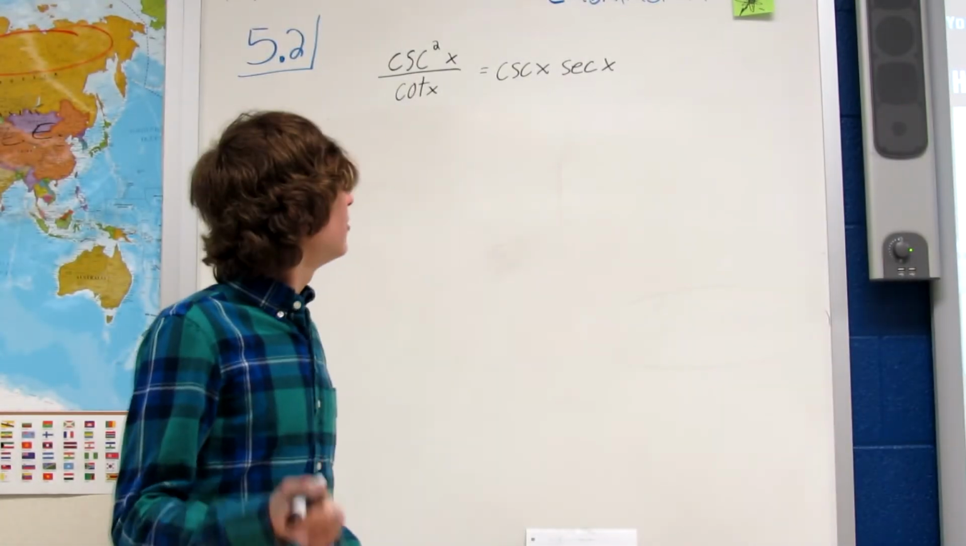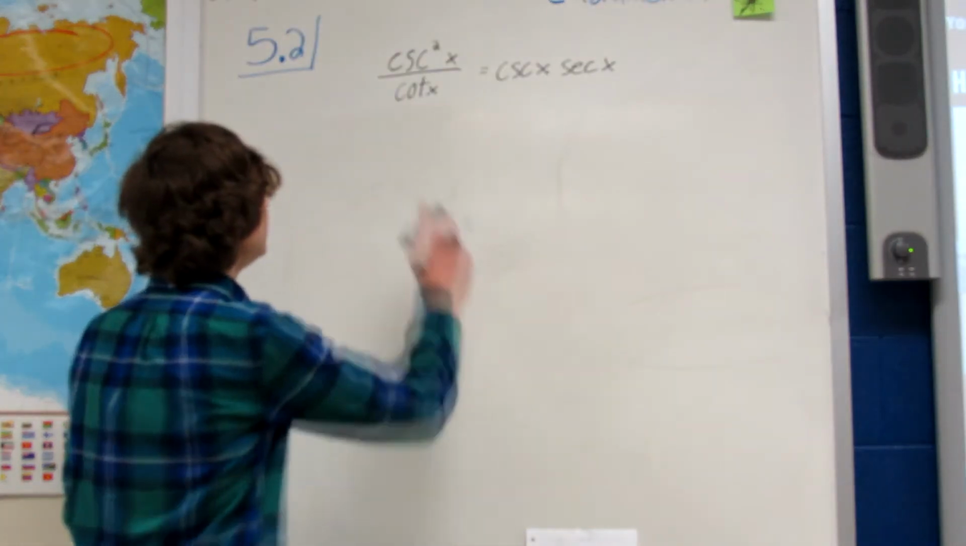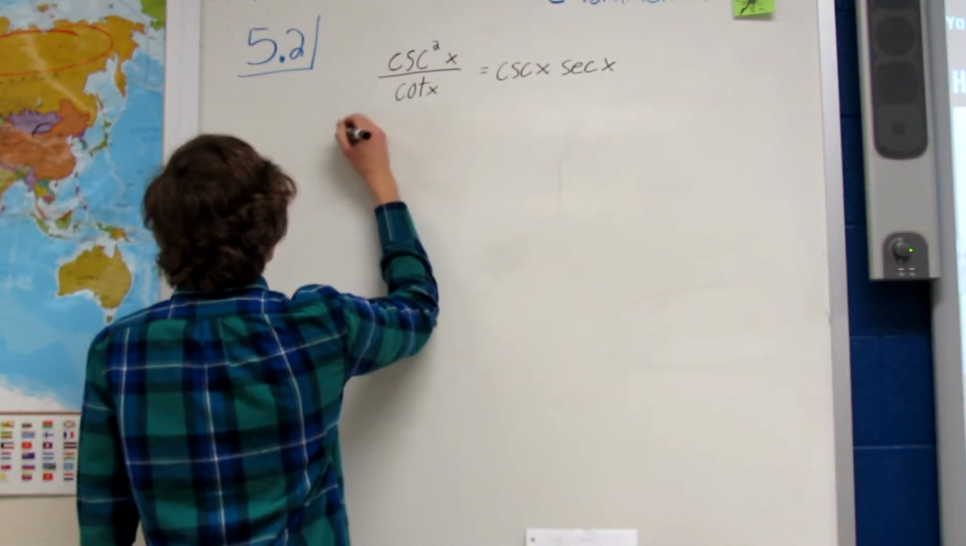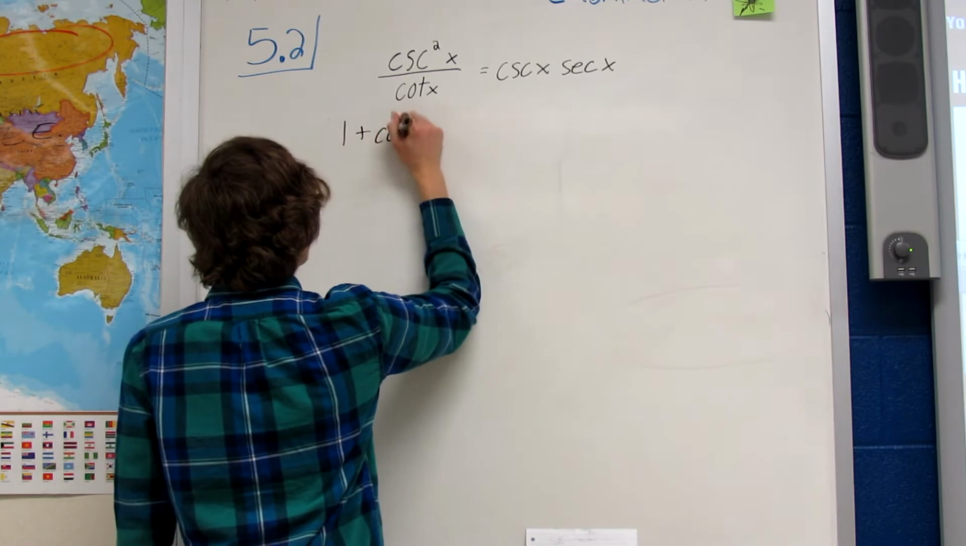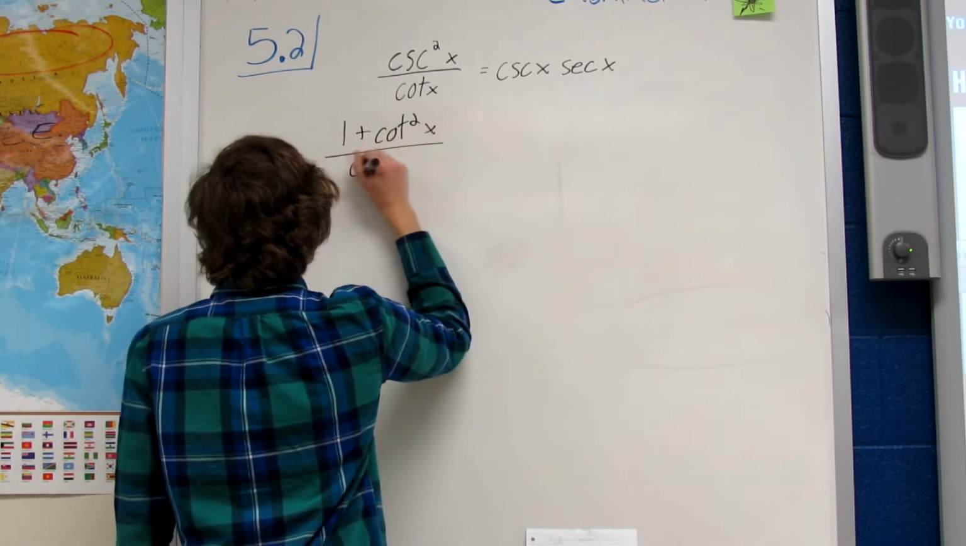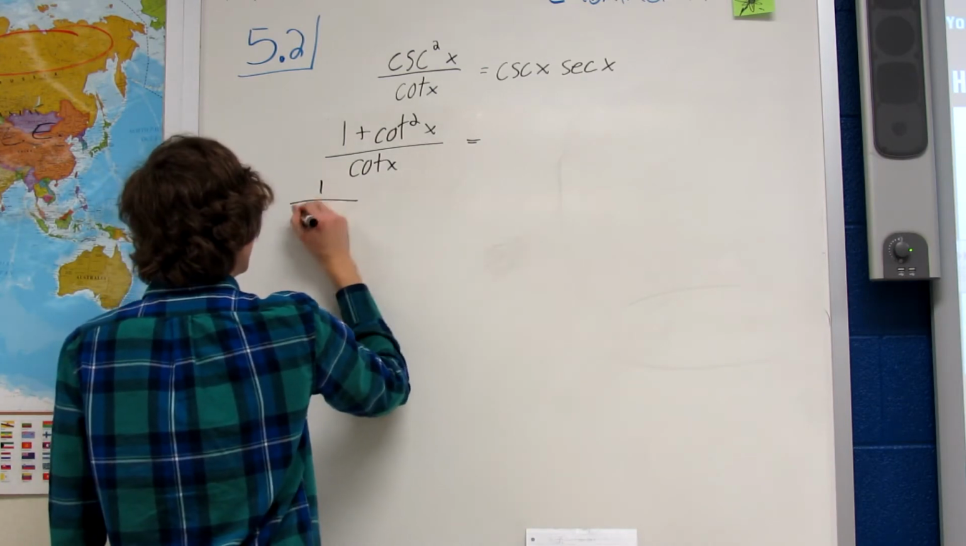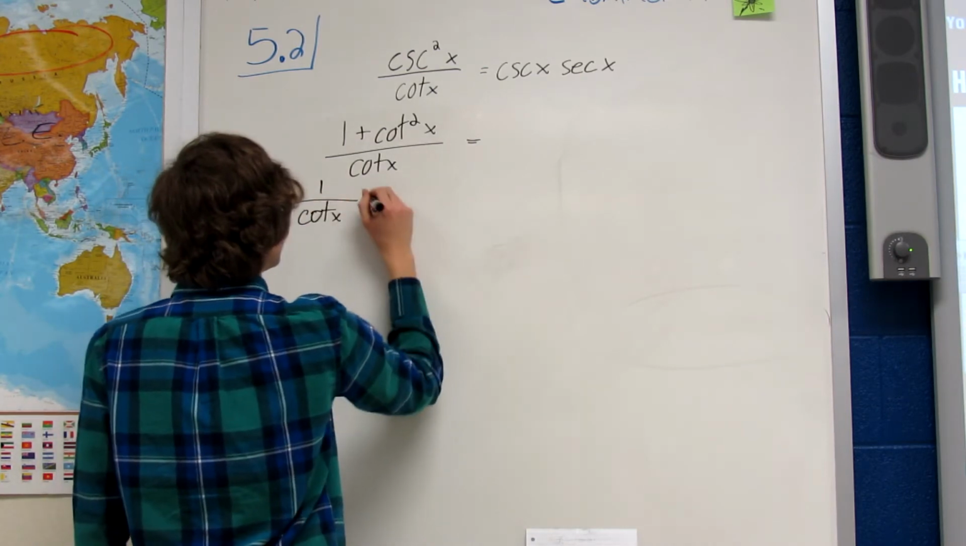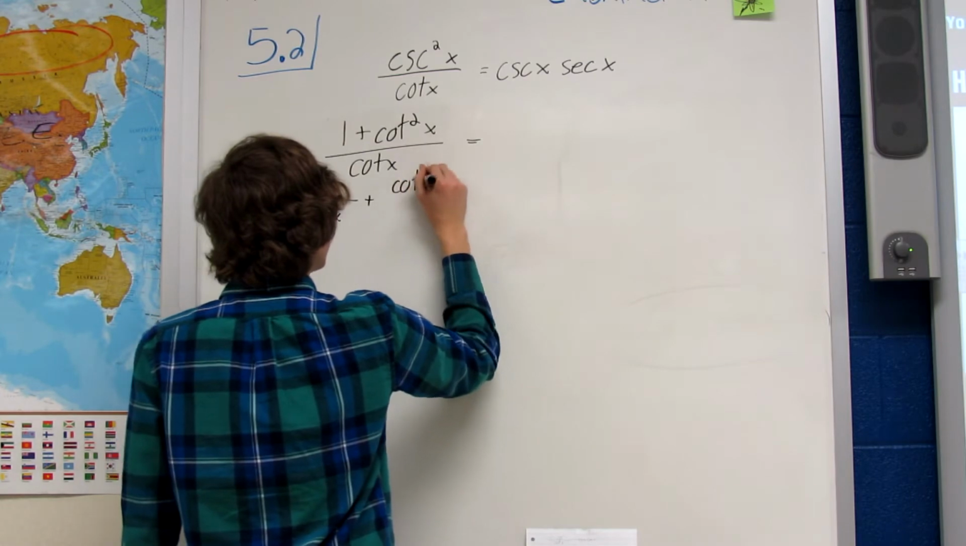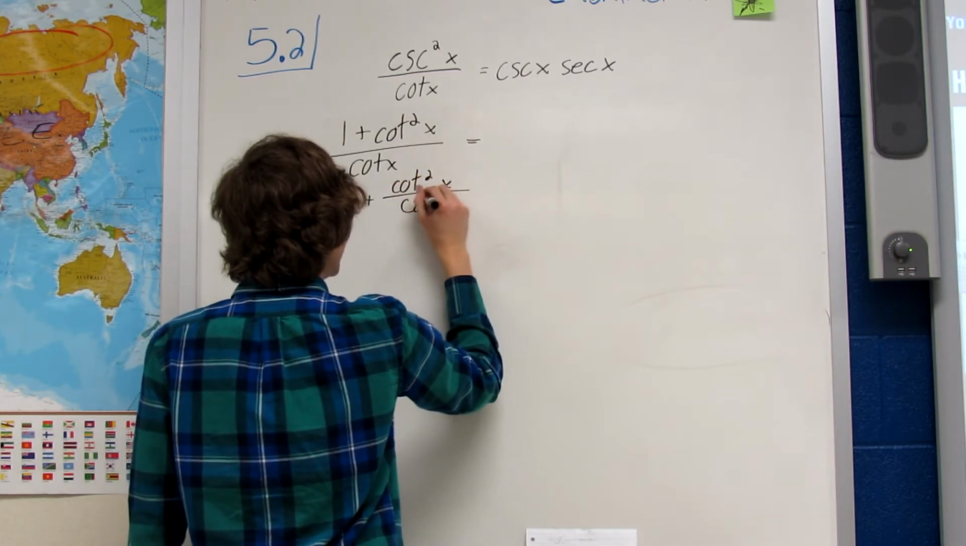Alright, so I'll be showing you how to verify this equation. First, you turn the cosecant squared of x into 1 plus the cotangent squared of x over the cotangent of x. Then you split this up into 1 over the cotangent of x plus the cotangent squared of x over the cotangent of x.